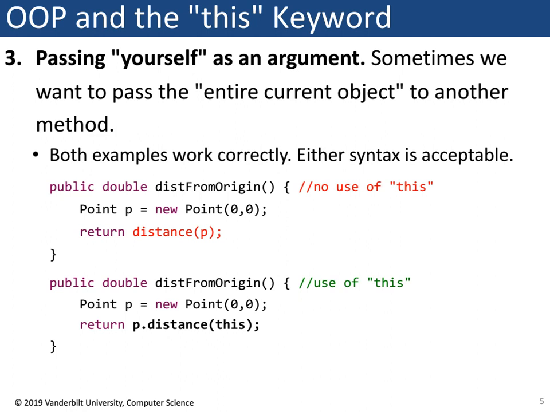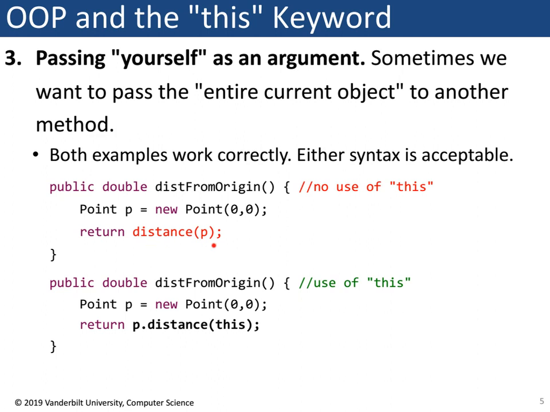Or what we could do is create a point object and store it in our reference variable P, and call P.distance and pass as the parameter the point object this. Understand what's happening here: this is an instance method inside of a point object called dist from origin. And another instance method in the point object is called distance.